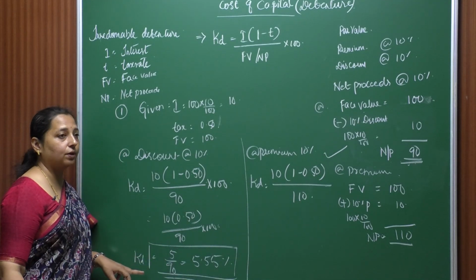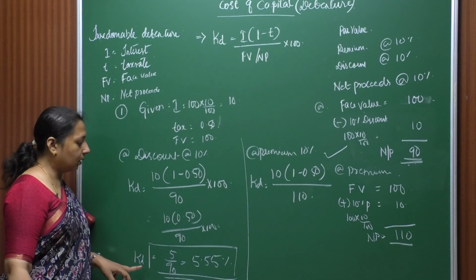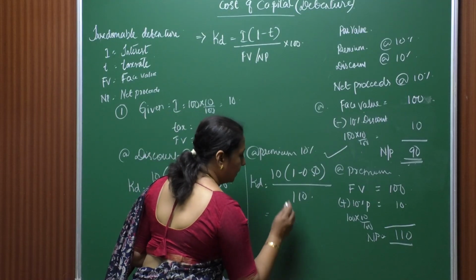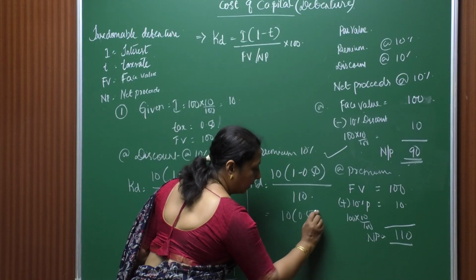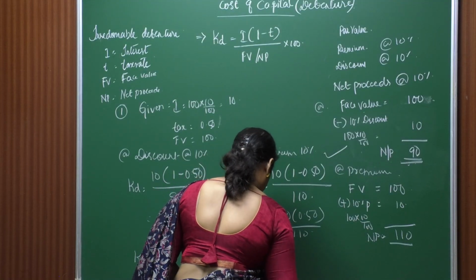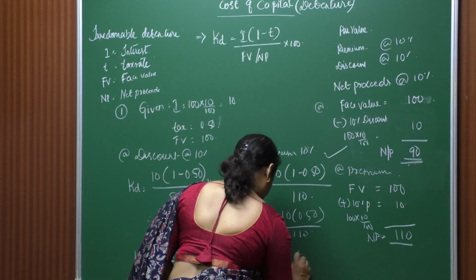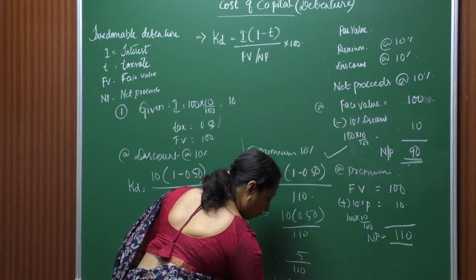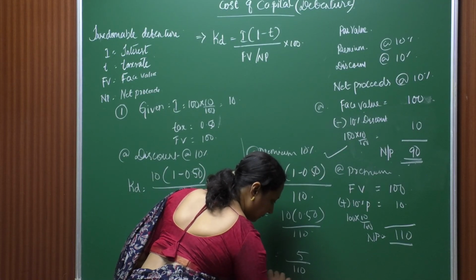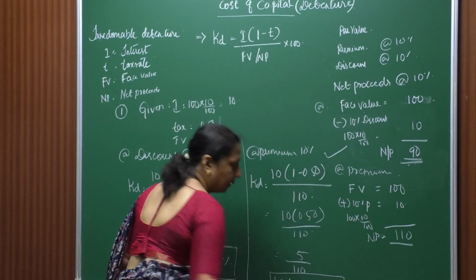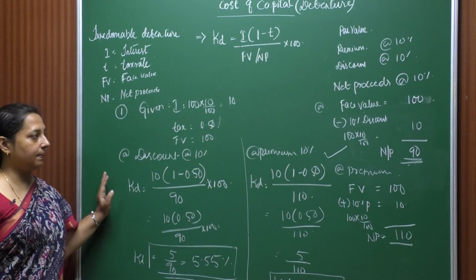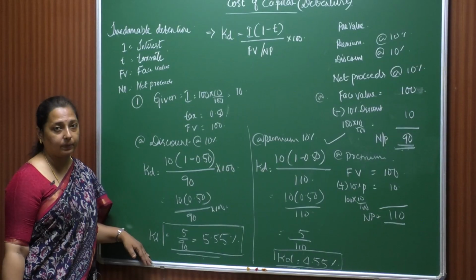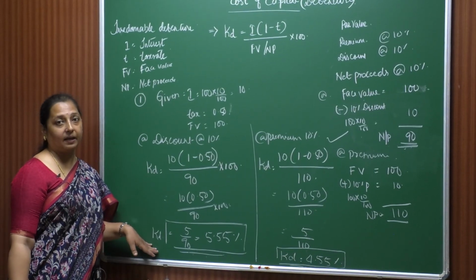We have calculated the cost of debt when it has been issued at a discount. Now it has been issued at a premium. Again, the same method, 10 into 0.50, whole thing divided by 110. So that gives you 5 divided by 110. So the cost of debt is 4.55%. Okay, so at discount and at premium, this is how we need to calculate the cost of capital under irredeemable debenture.